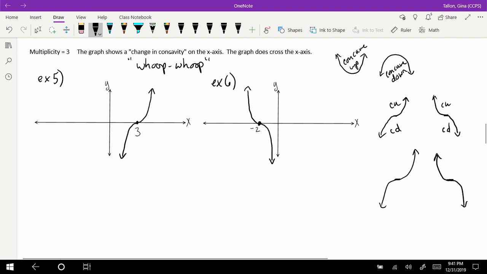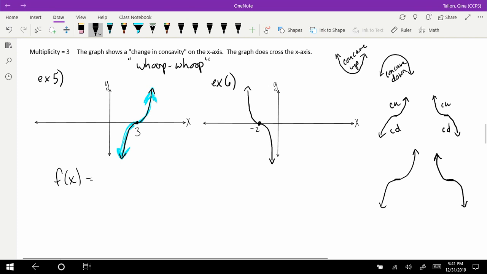So you will see here that we have a change in concavity right here at x equals 3. We're going concave up here, right? And then to the left of 3, we're going concave down. Everybody see that? So we definitely have a change in concavity at x equals 3. And that's the only root that I have, the only x-intercept, the only 0. So I can go ahead and write my function right here.